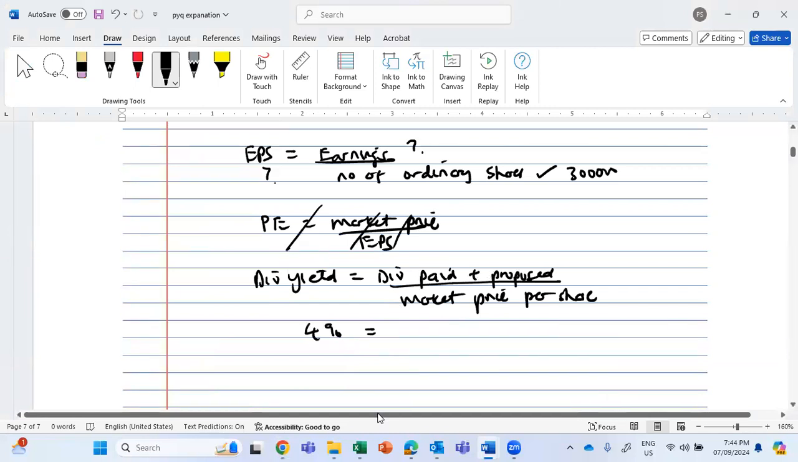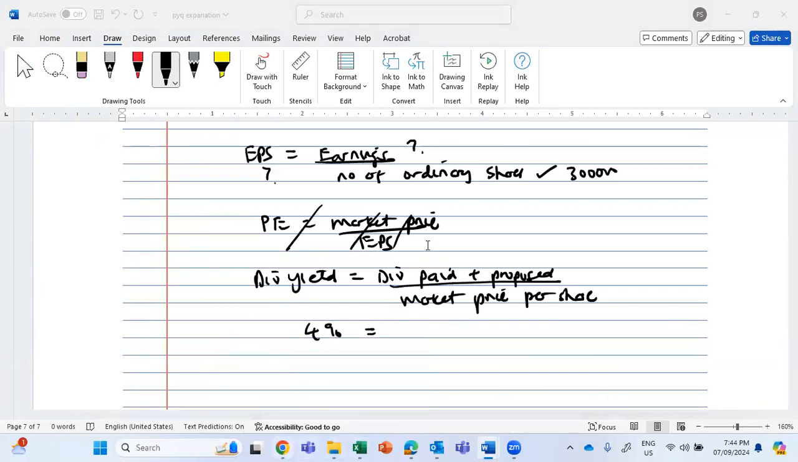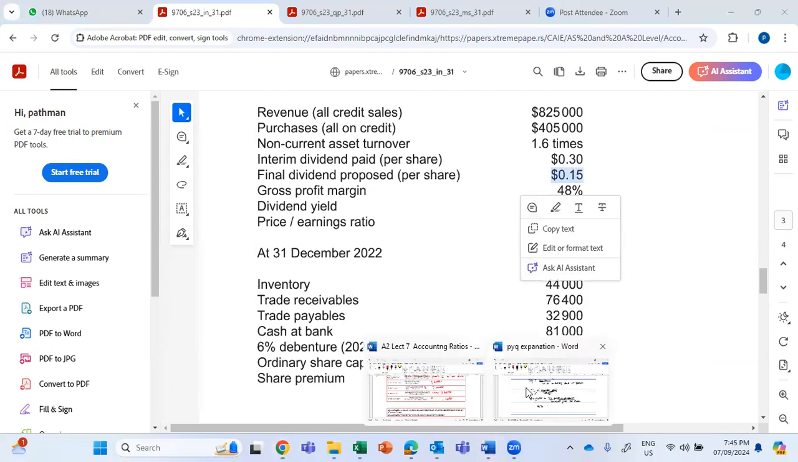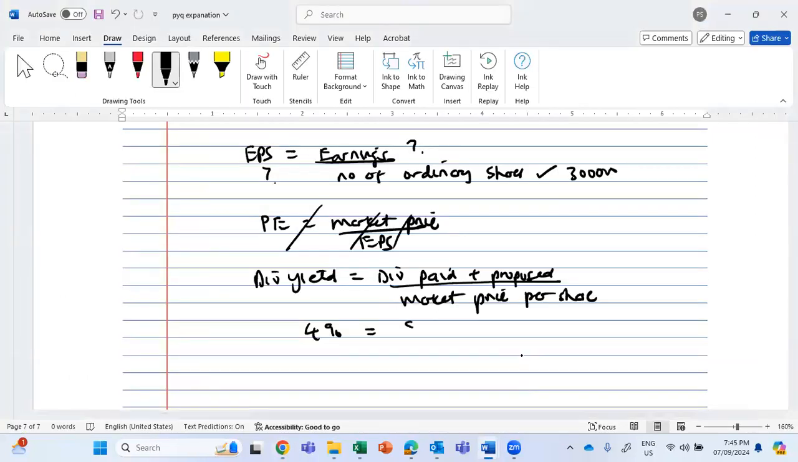We are told what the dividend paid and proposed are. If you go here and check, see, interim dividend paid, final dividend proposed. This is the dividend paid, 30 cents. This is the dividend proposed, 15 cents per share. So 30 cents per share plus 15 cents per share over market price per share. Now we can calculate, I put as MP, and market price per share would be 45 cents divided by 0.04. So you get $11.25.